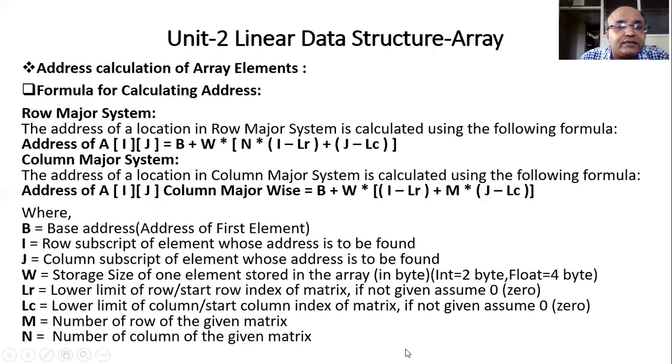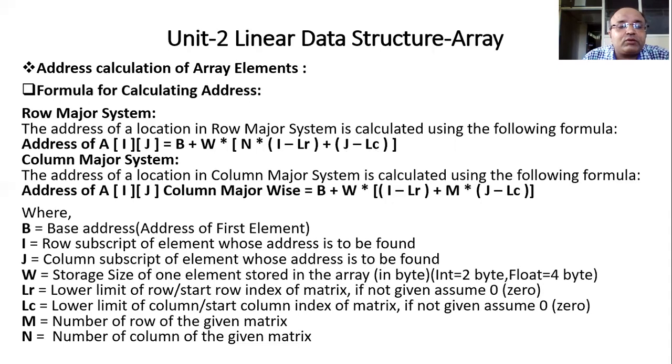Here you can see the address of aij. Now what is this aij? Aij is nothing but the index of the element for which you are going to find the address. So you must understand each and every parameter of this formula. Let's see. Here we have B plus W into bracket N star I minus LR plus J minus LC. Now it is very easy.